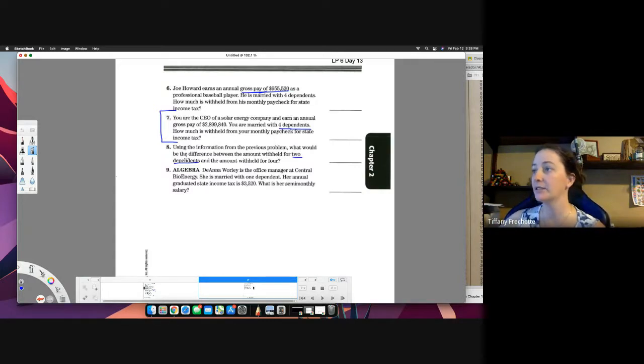All right, let's go ahead and look at this algebra 1 so that we can kind of get through that one. So remember, algebra doesn't necessarily mean more difficult. It just means that you have to think about, what did we learn? How do we apply it? So Deanna Worley is the office manager at Central Bioenergy. She is married, so that's important. She has 1 dependent with her annual graduated state income tax at $33,520. What is her semi-monthly salary?